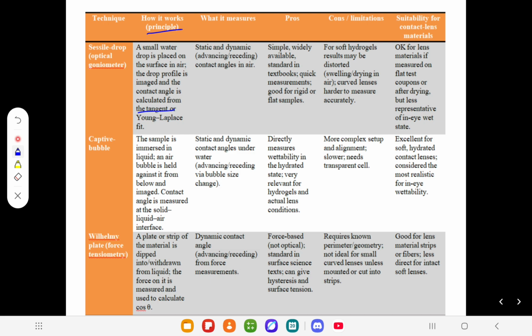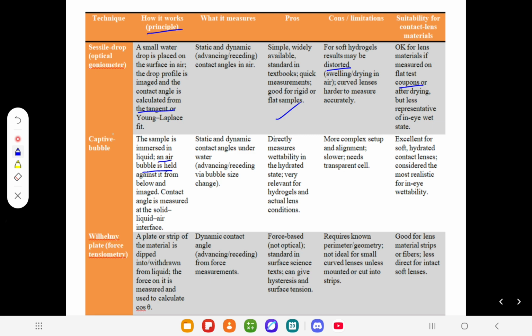The pro of this method is that it is widely available and standard in textbooks. The con is that for soft hydrogels the results may be distorted. As for suitability for contact lens material, it is okay if measured on flat test coupons. But what is the captive bubble? Don't you think the name itself says it? The bubble is captive somewhere. The sample is immersed in the liquid and an air bubble is held against it from below and imaged. The contact angle is measured at the solid-liquid interface.